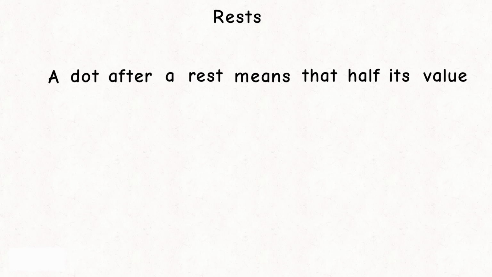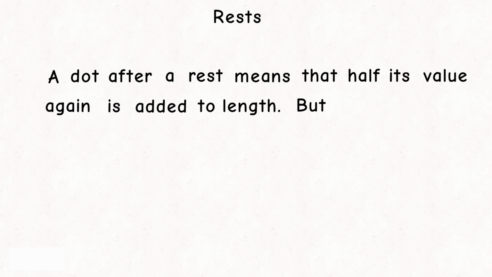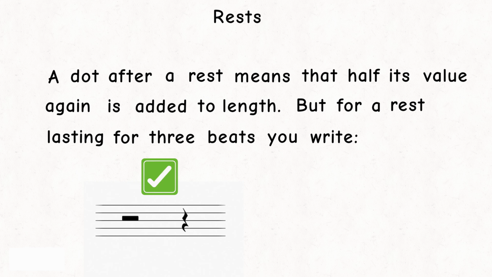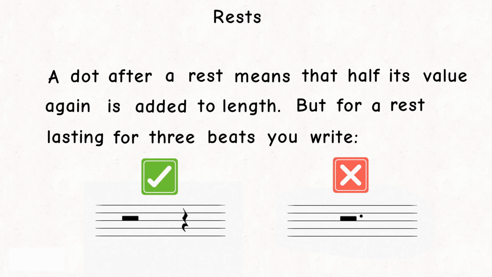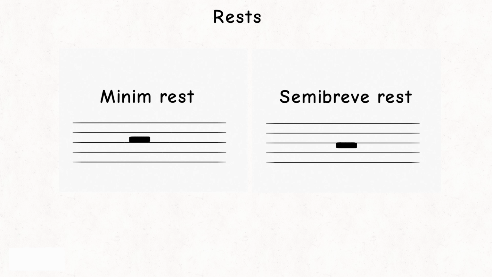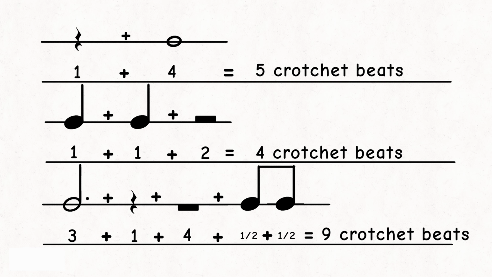A dot after a rest means that half its value again is added to its length. But for the rest lasting for 3 beats, you write this. When you first see minim and semibreve rests, they look rather similar. Think semibreve submarine and you will remember that the semibreve rest hangs down from the line. Practice both rests and notes by adding the total number of crotchet beats in note values and rests.